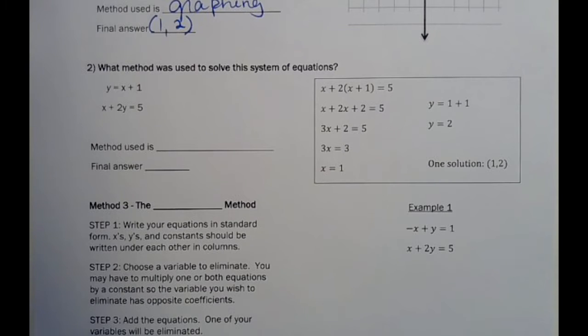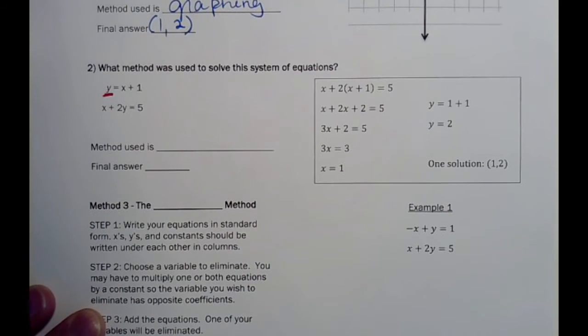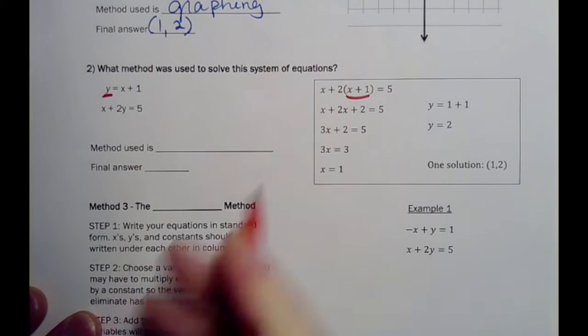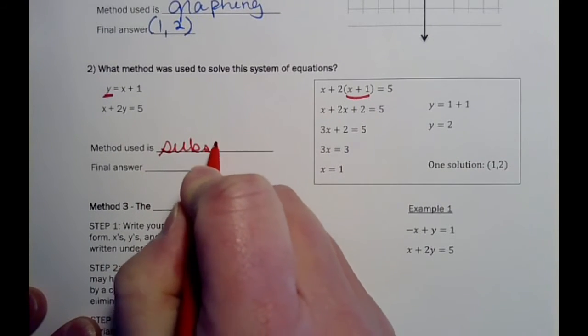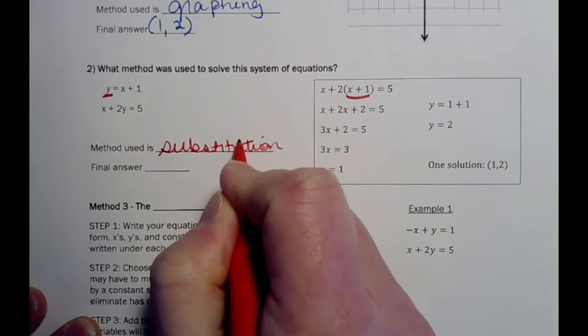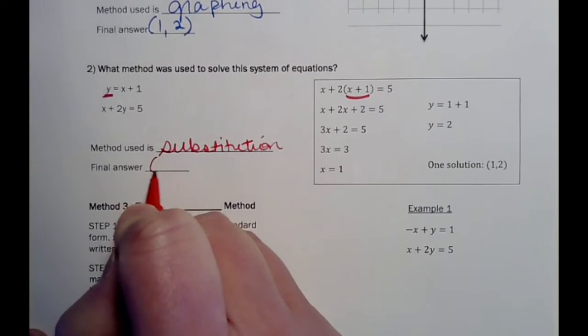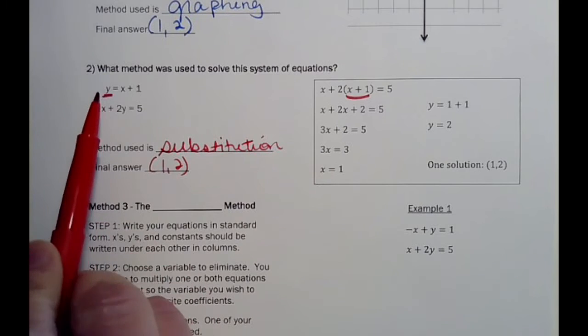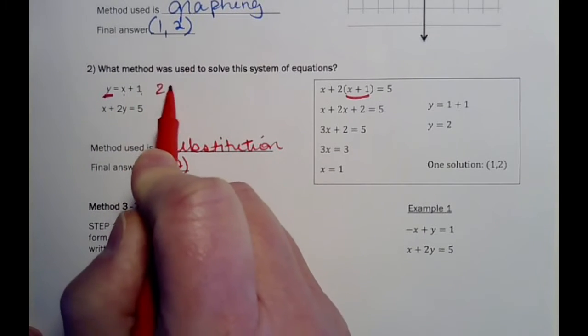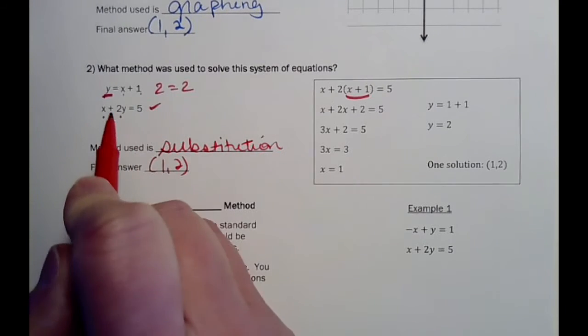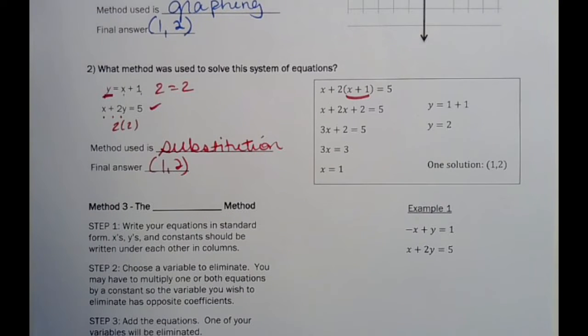And then we look at this second equation, and it says what method was used to solve this one. Well, we can see here that we knew that y was equal to x plus 1. And so in place of the y here, we put x plus 1, which means substitution was used. So those are the two things we've done so far. One solution right here, 1 and 2. And let's just check to see if that works. 2 equals 1 plus 1. Yep, 2 equals 2. And 1 plus 4 equals 5, so that works. Because remember, 2 times 2 is 4. So those are two of our ways that we're going to solve these systems.